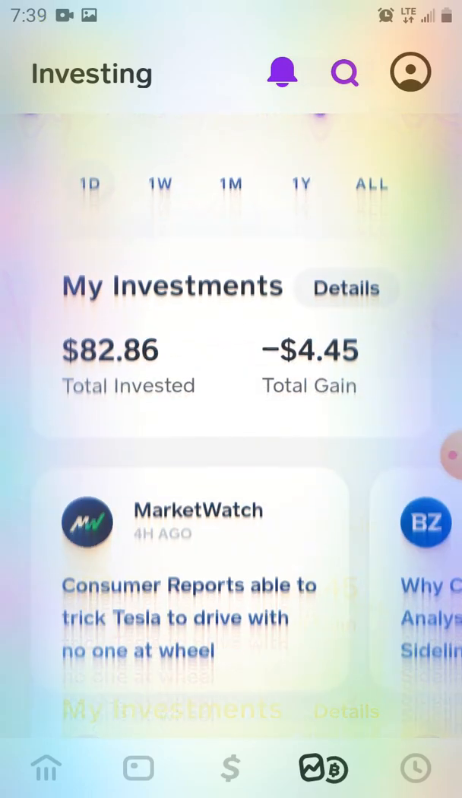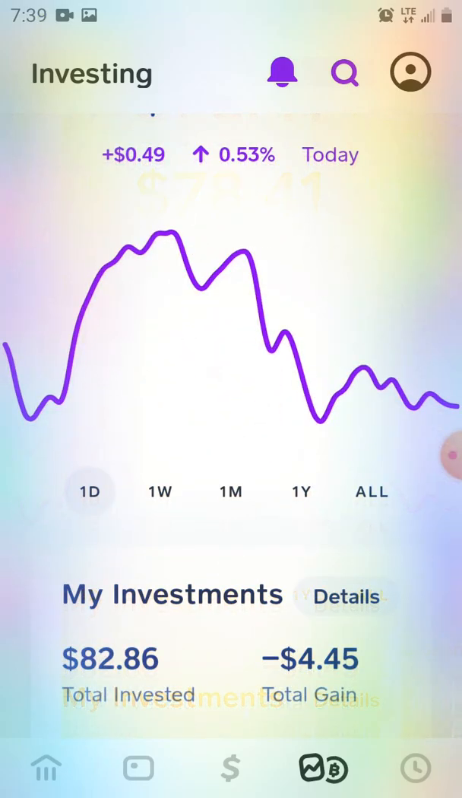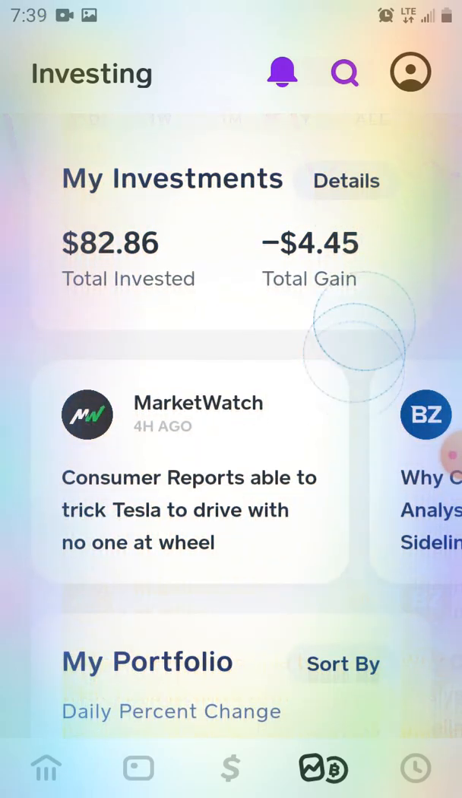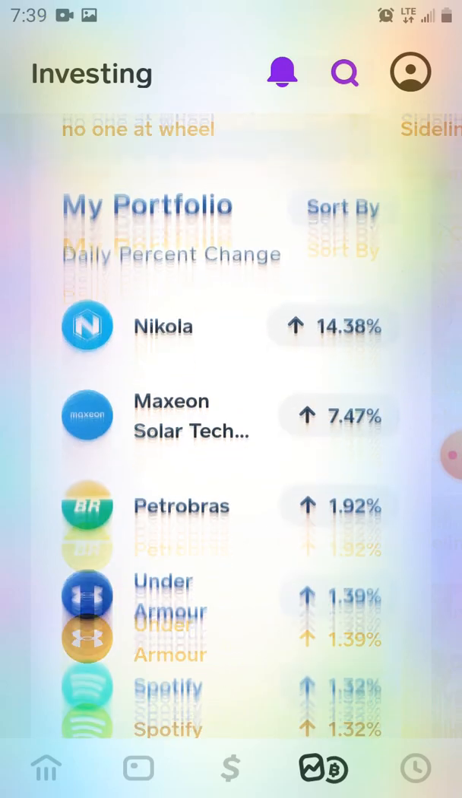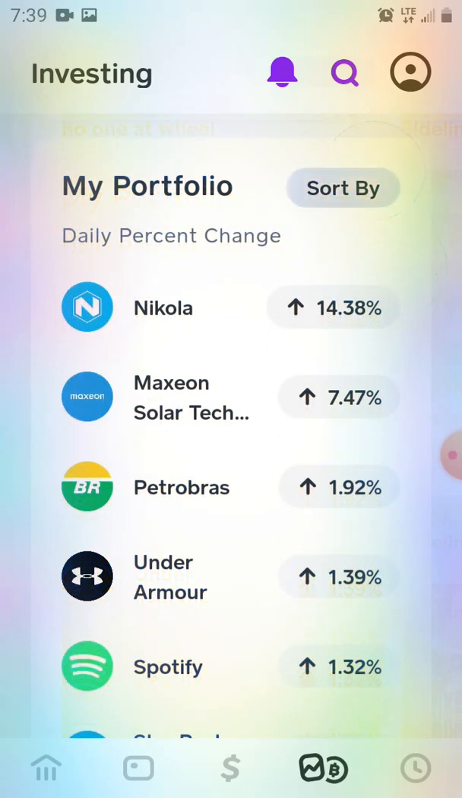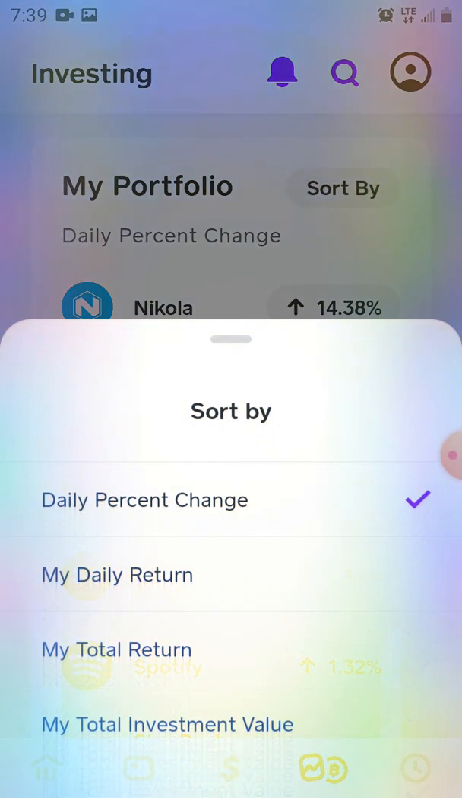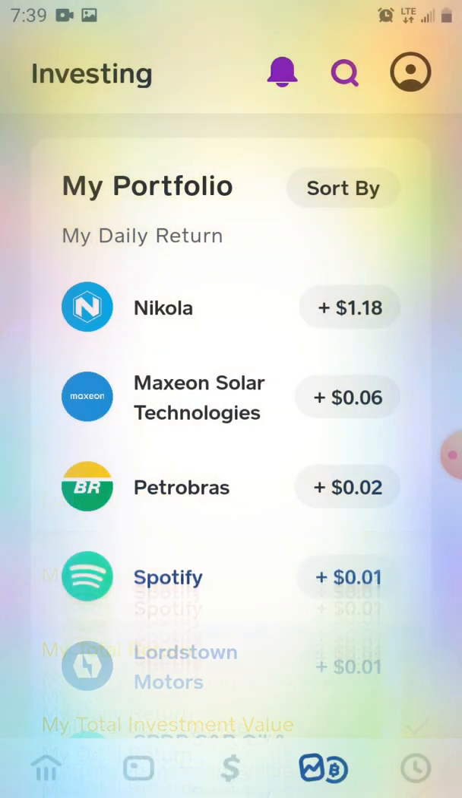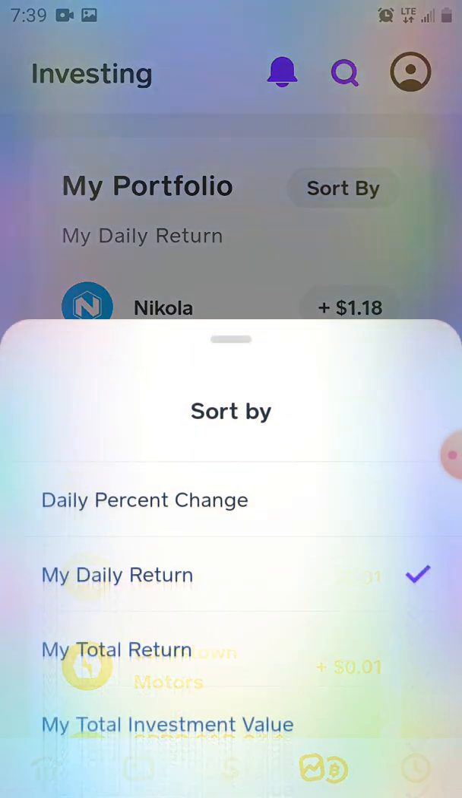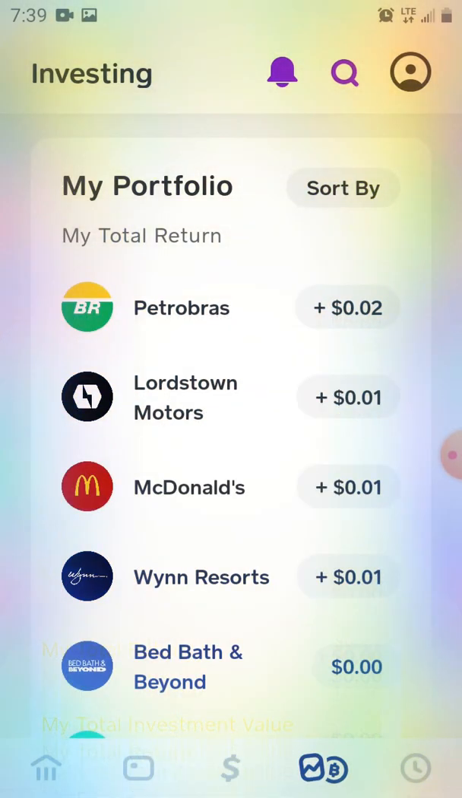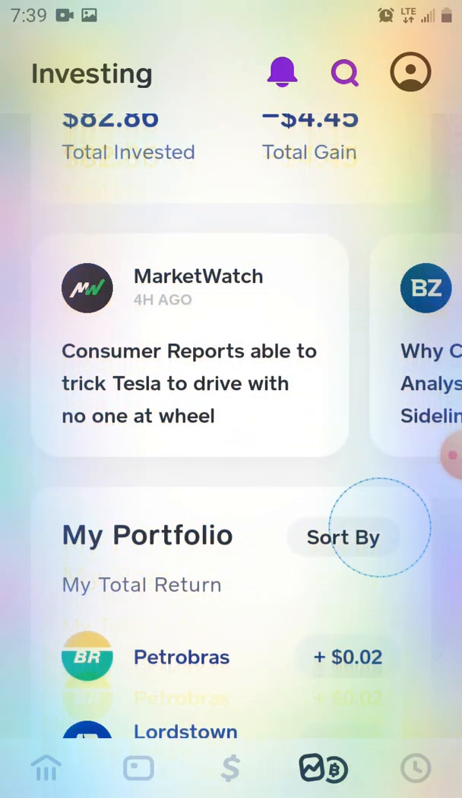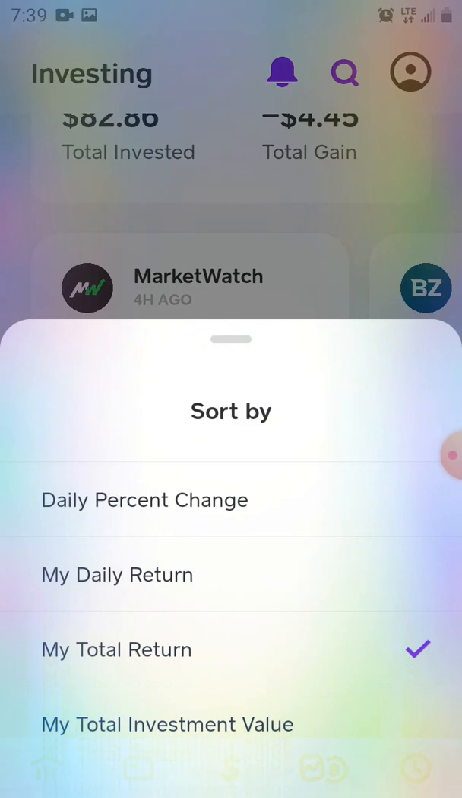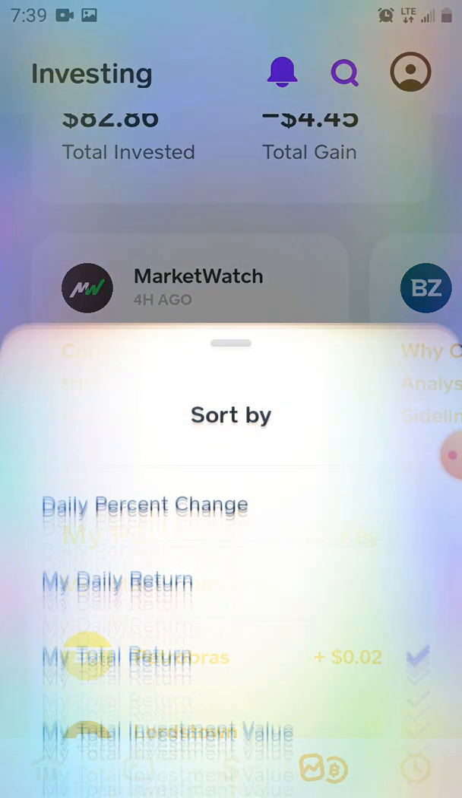For starters, I like this app a lot. It really is very useful, and you can invest as little as $1 per investment. So it's pretty nice. I mean, I got some decent ones.